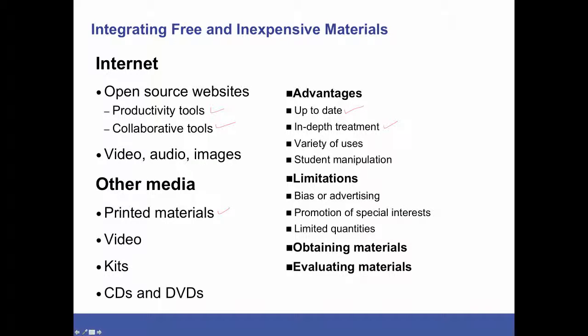The limitations are sometimes they provide bias or advertising that's embedded in the free or the inexpensive material. Sometimes they promote special interests, so you have to watch for that. And sometimes there's limited quantity, so you might not be able to have one kit for every student in the class. You have to look at how do we obtain materials and how do you evaluate the materials. So I would suggest always looking at some kind of a rubric to evaluate all the free and inexpensive materials.